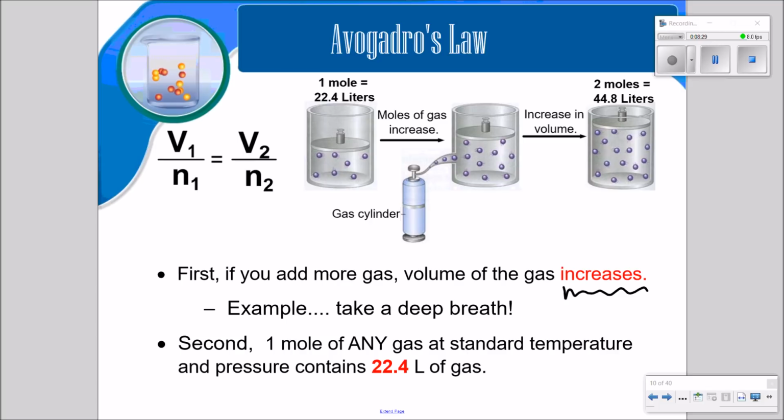For example, if you take a deep breath, you're adding more gas, more air to your lungs, and the volume of your lungs increases, hence the reason your chest expands and your diaphragm goes down when you take a deep breath. Second, 1 mole of any gas at standard temperature and pressure is going to contain 22.4 liters of gas.